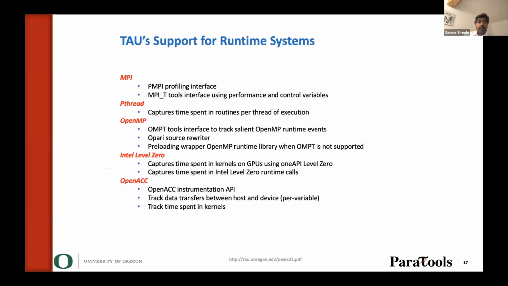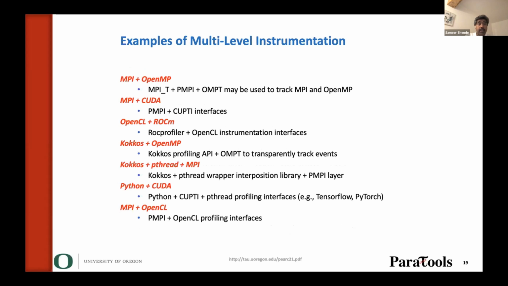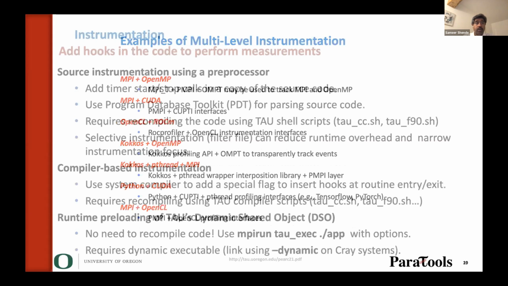One of the popular ways of using Tau is to just track the time spent in different runtime systems, including MPI, where we can track with the PMPI profiling interface as well as the MPI-T tools interface. Other runtimes like pthread, OpenMP, Intel Level 0, OpenACC, OpenCL, CUDA, ROCm, even the Kokkos profiling API, where we can push and pop regions and observe the kernel execution times, and Python for AI and ML applications. We can look at the combination of different runtimes, including MPI with OpenMP or CUDA or Kokkos.